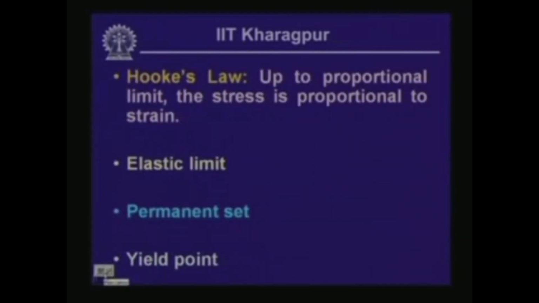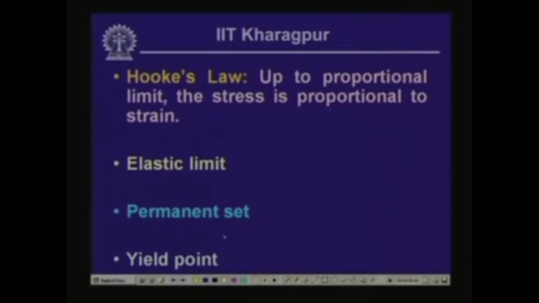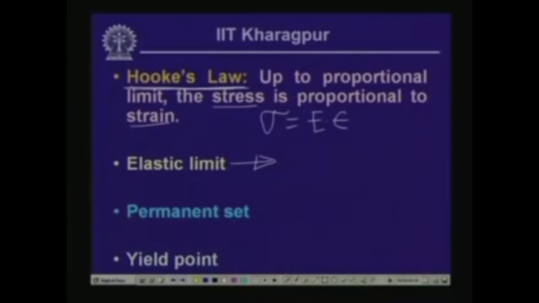So, we have seen Hooke's law, which is, up to the proportionality limit, the stress is proportional to the strain, and thereby we get sigma is equal to E times epsilon. We have seen the elastic limit, as I said, that if the bar is loaded and allowed to extend, and the bar is within the elastic limit, if we release the load, the bar is expected to come back to its original state.